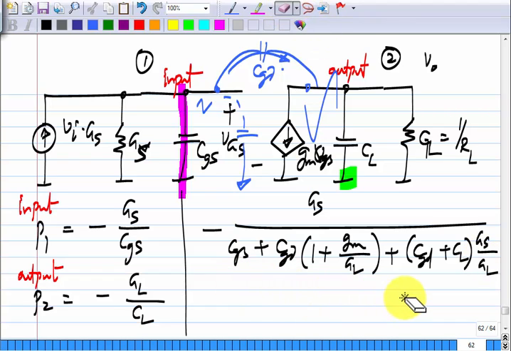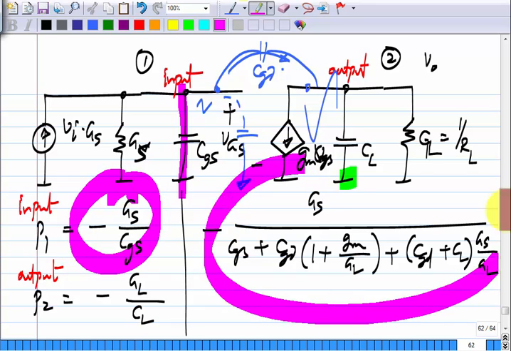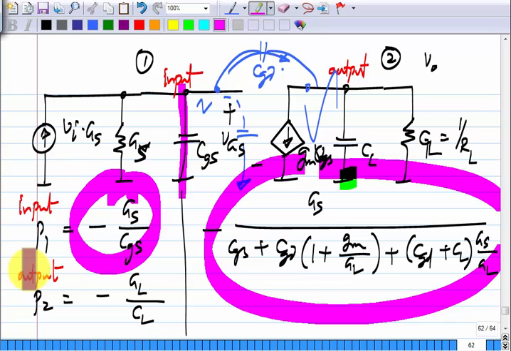So let's start with the case with no CGD, and then you introduce CGD. There is some pole associated with the input node. So when you go from no CGD to having some CGD, does the pole move to lower frequencies or higher frequencies? Lower frequencies. Is that correct? Look at the expression. This is the old one. This is the new one, which is bigger. It moves to lower frequencies, right? Because it appears that there is some additional capacitance.